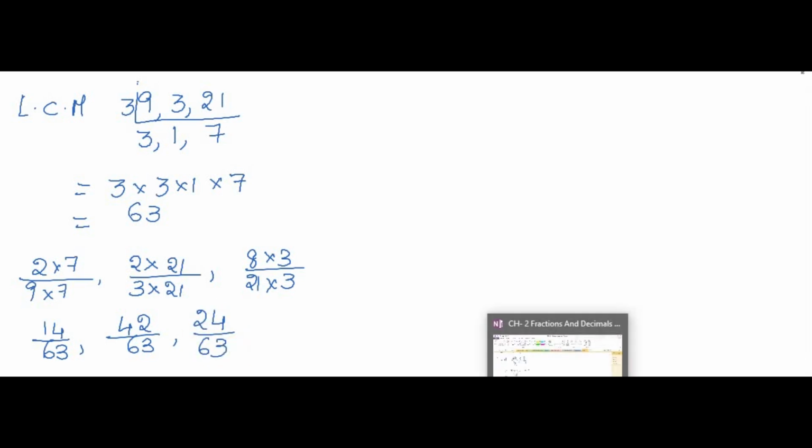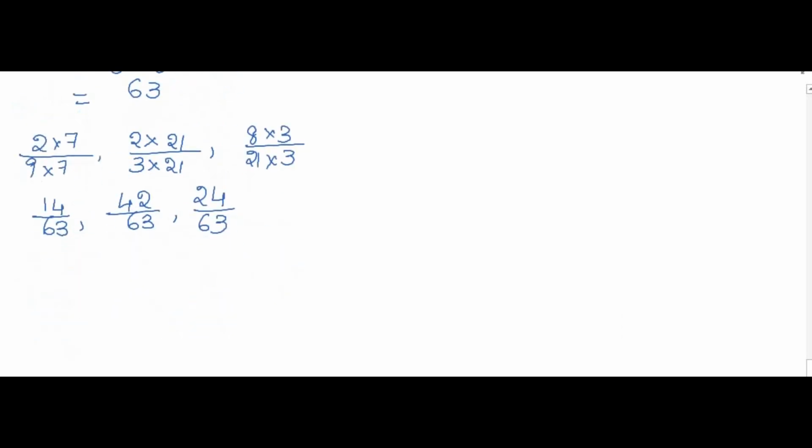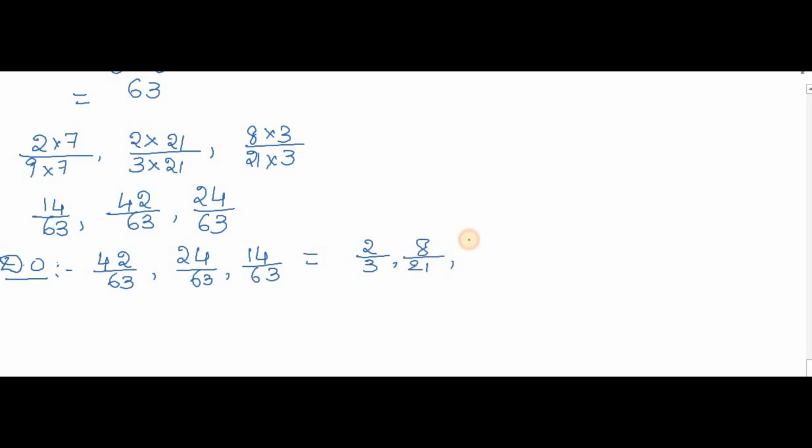Now can we arrange this in descending order? Descending order is nothing but biggest to smallest. Here my biggest fraction is 42 by 63, second 24 by 63, and the last one 14 by 63. So according to the question, the fractions will be 2 by 3, 8 by 21 and 2 by 9. This is the descending order of the fractions. And we have one more question based on the same thing.